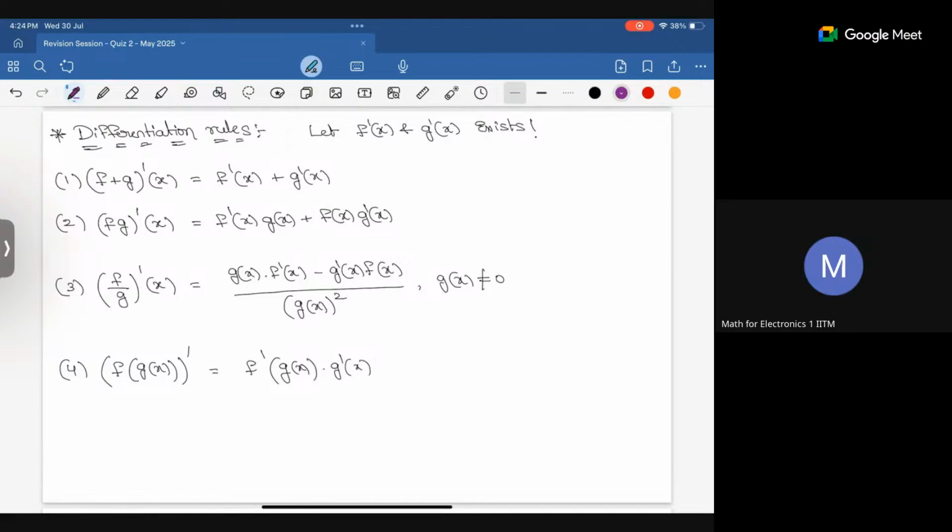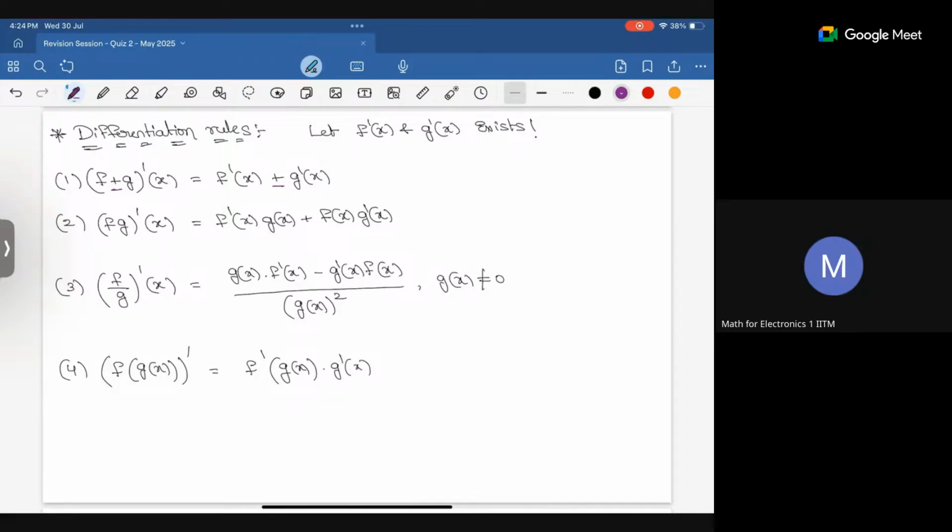So if I add two functions and take the derivative of it, it is same as taking the derivatives and add them. Right? So sum rule. Similarly, I can do it for the difference. So if I subtract two functions and take the derivative, it is same as take the derivatives and subtract. Okay, so these are sum rule.